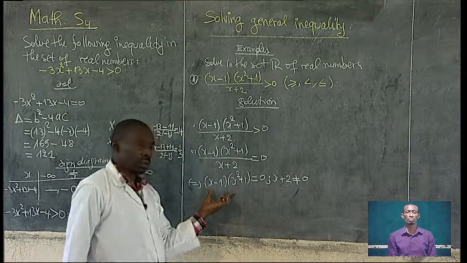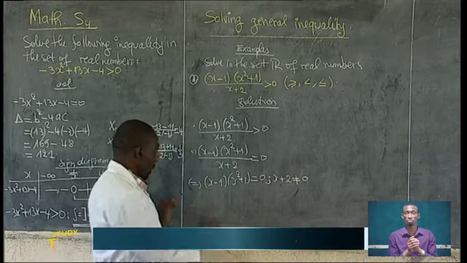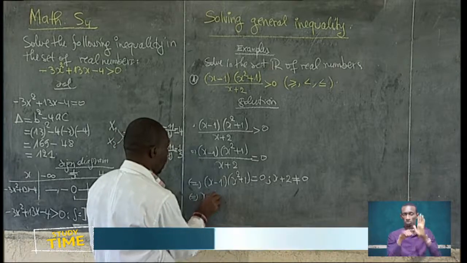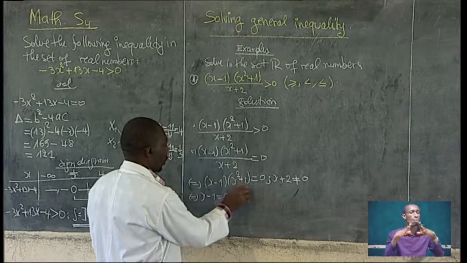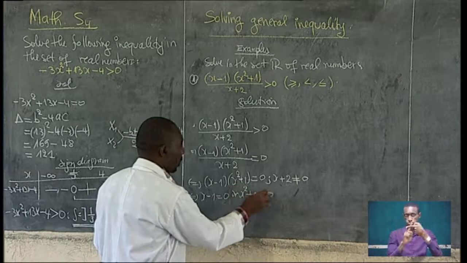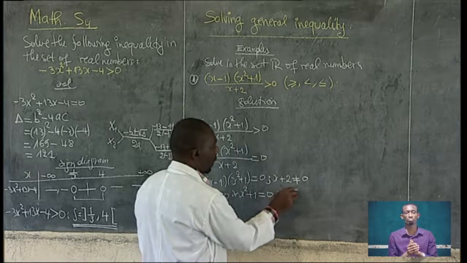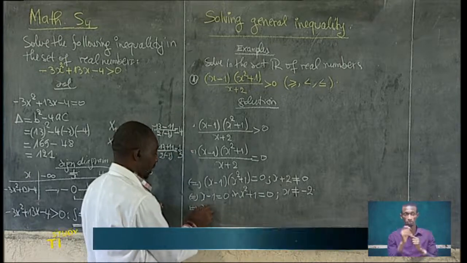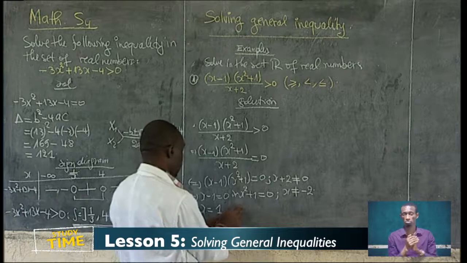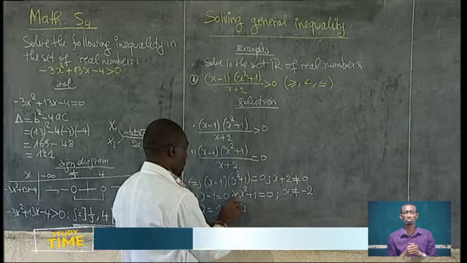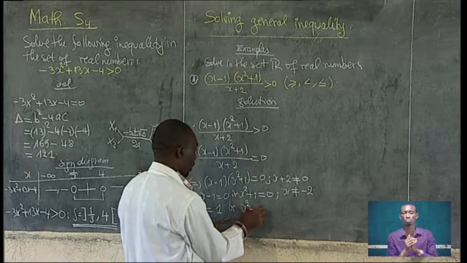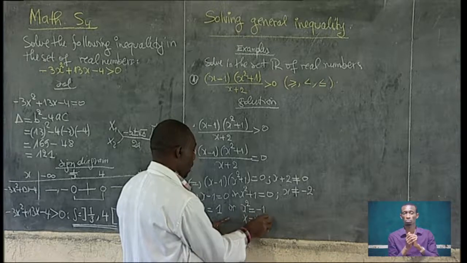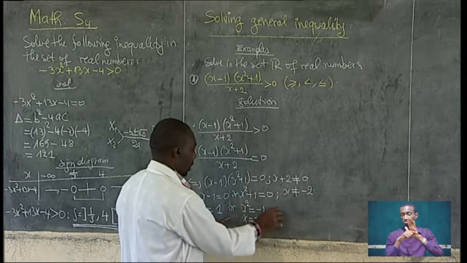Then, using the zero product property, I'm going to take each factor: x minus 1 equals 0, or x squared plus 1 equals 0. And of course, x will be different from negative 2. When we solve for x, x is equal to 1. What about this? It will be x squared equals minus 1, meaning x should be equal to positive or negative square root of minus 1, and this is not a real number.